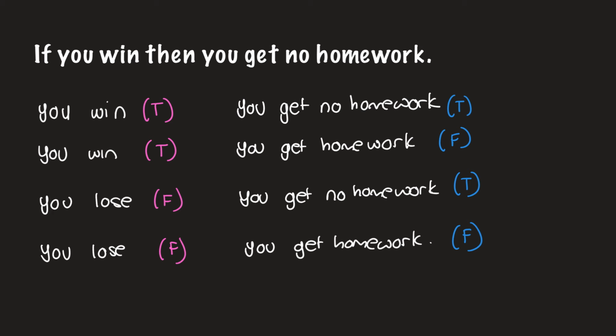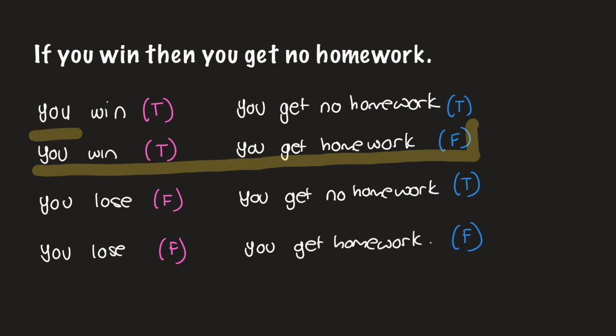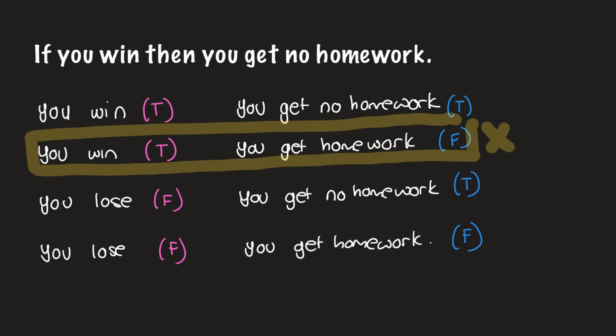And now what we're going to do is see if we are lying by saying any of these data pairs. The only option where I would accuse you of lying is if you gave me this data pair: you win, you get homework, because it's stated if you win, then you get no homework. So this is an outright lie.